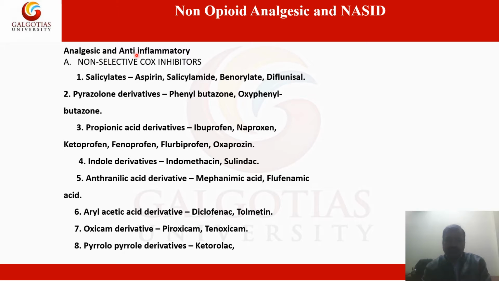Non-opioid analgesics and anti-inflammatories are non-selective COX inhibitors: salicylates, aspirin, salicylamide; pyrazolone derivatives, phenylbutazone, oxyphenbutazone; propionic acid derivatives, ibuprofen, naproxen, ketoprofen, fenoprofen, oxaprozin; indole derivatives, indomethacin, sulindac; anthranilic acid derivatives, mefenamic acid and flufenamic acid; aryl acetic acid derivatives, diclofenac; oxicam derivatives, piroxicam and tenoxicam; and pyrrole derivatives, that is ketorolac.